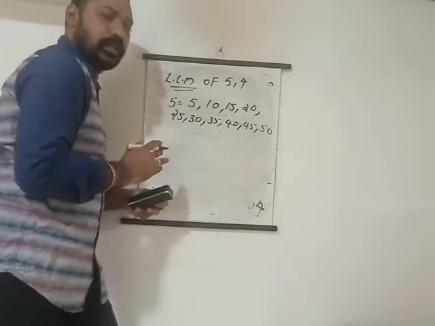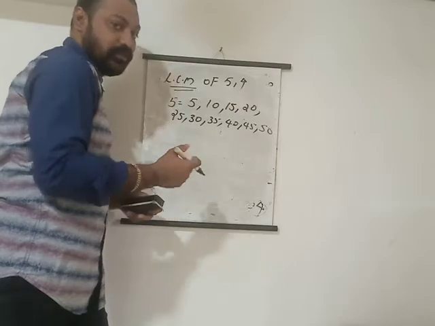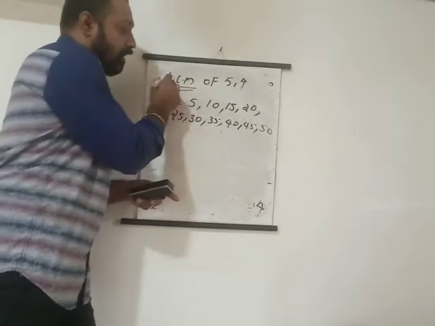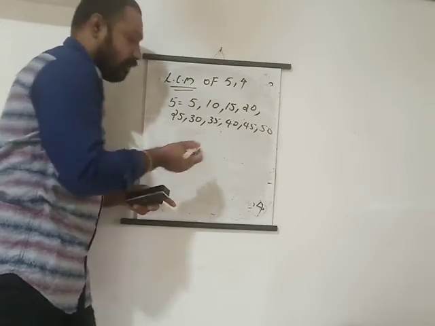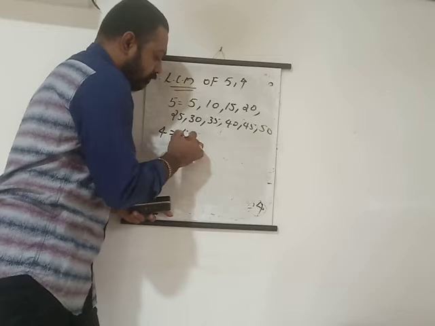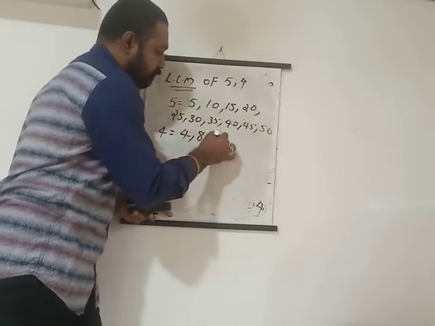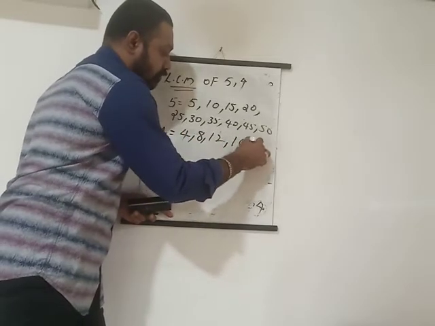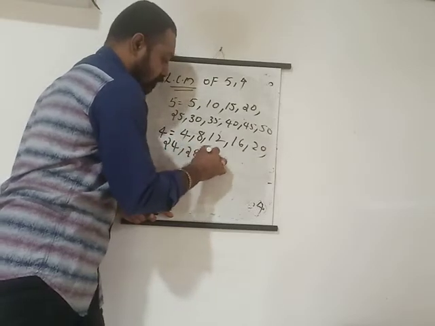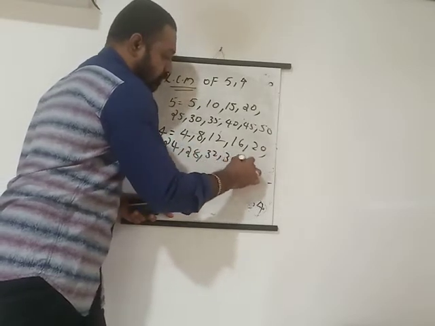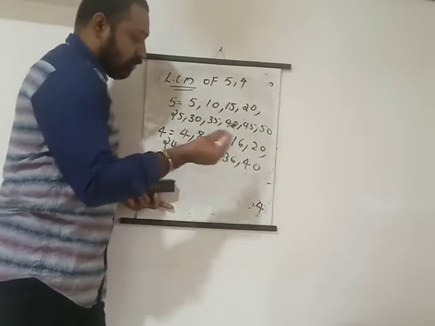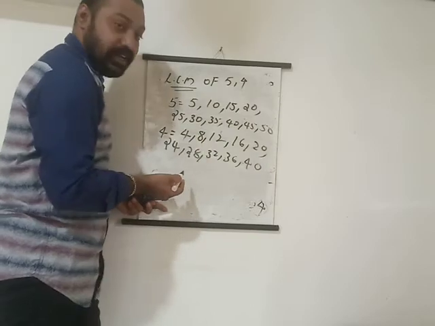That much only you have to write. 5 times 10 is 50. No need to write more, because we need only the least common multiple. Now 4: we can see 4, 8, 12, 16, 20, 24, 28, 32, 36, 40. These are the multiples of 4 up to 40. Now find the common multiples of 5 and 4.